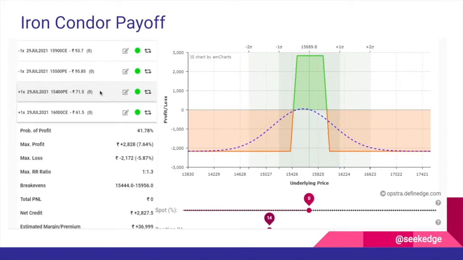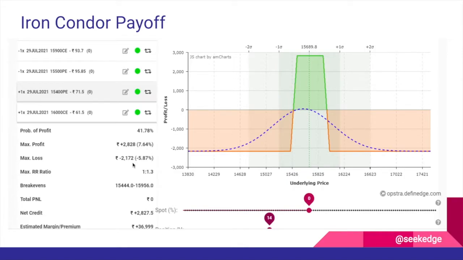So the credit that you are receiving is on the top. If you collect together all the premiums of the short positions and subtract the premium you paid, the difference between the premium you received and the premium you paid is the maximum profit. That is exactly what you are seeing as 2000 rupees. That is multiplied by the lot size to get the rupees.